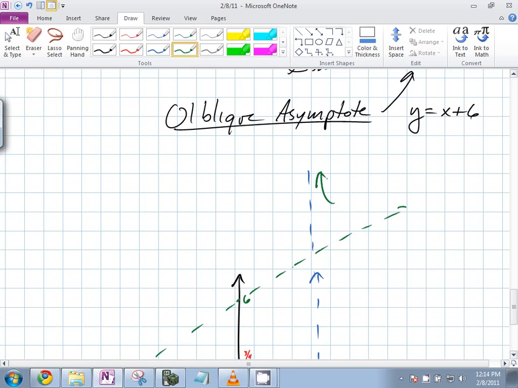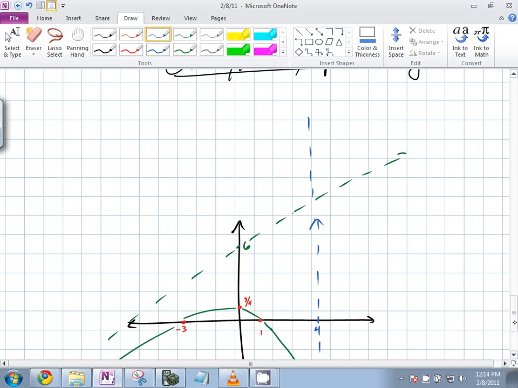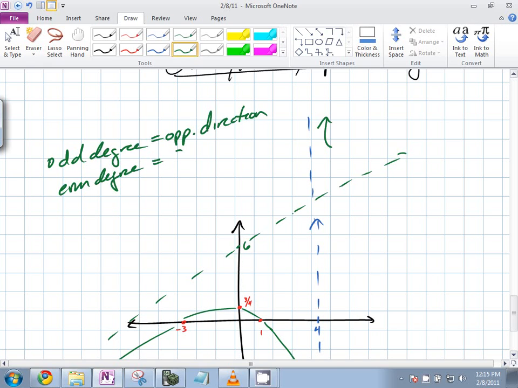How do we know which it does? Something new for you. Let's look at the degree here. What's the degree of x minus 4? What power? 1. Odd degree equals opposite direction on the asymptote. So if one side goes down, what does the other side have to do? It has to go up. So just remember this. Odd degree, opposite direction. So what's an even degree? Yeah, same. So we know that goes up.